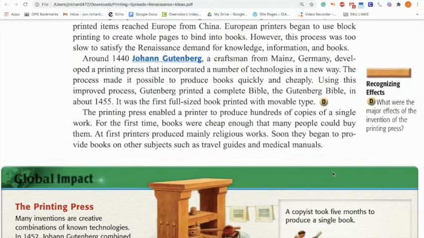The printing press enabled a printer to produce hundreds of copies of a single work. For the first time, books were cheap enough that many people could buy them. At first, printers produced mainly religious works. Soon they began to provide books on other subjects such as travel guides and medical manuals.